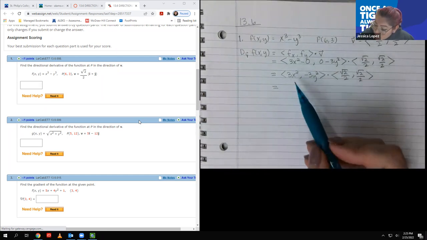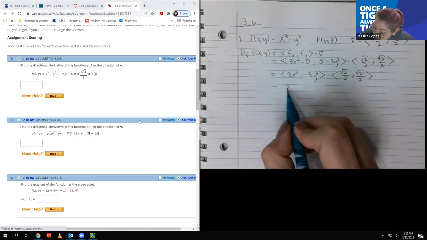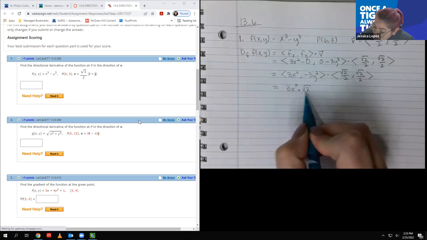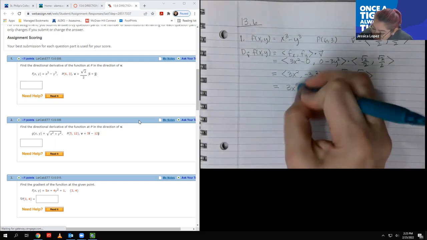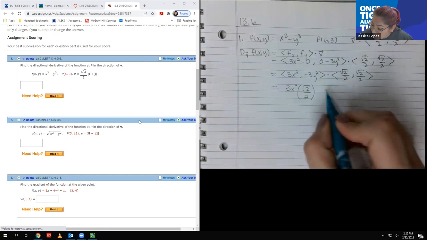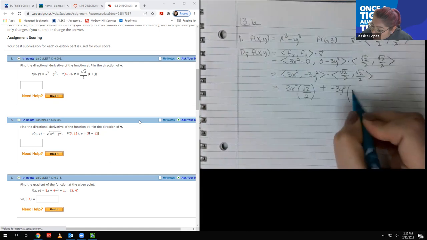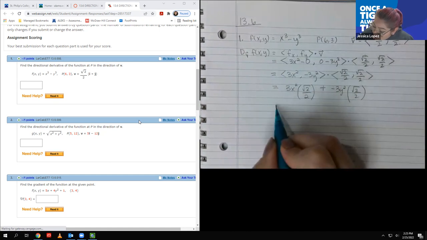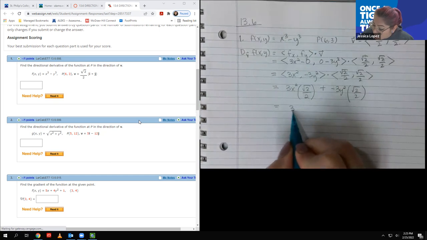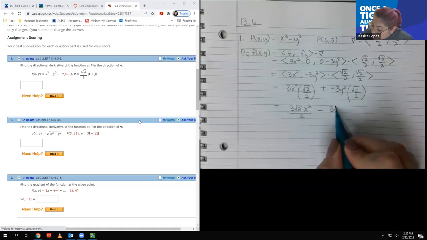So the way we compute it is to take the first components and multiply them together. So 3x squared times square root of 2 over 2. I shouldn't use a dot because we're talking about vectors, so you have to be very careful. I'm just going to use parentheses to signify that multiplication. Then it's a plus sign, and then you multiply the second components. So what I get here is 3 square root of 2 x squared over 2 minus, because of the double signs, 3 square root of 2 y squared over 2.